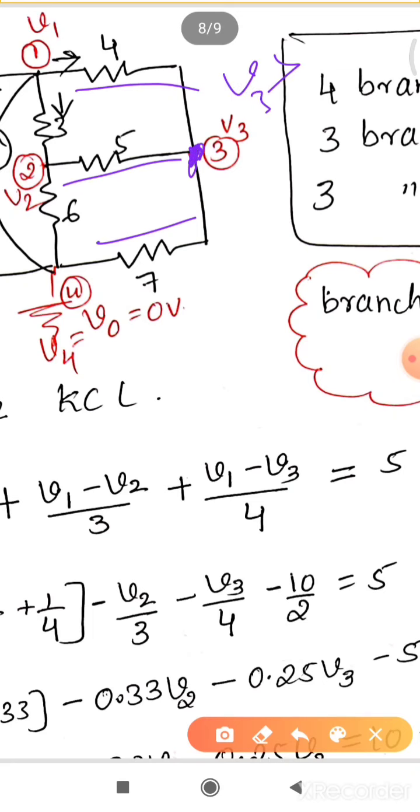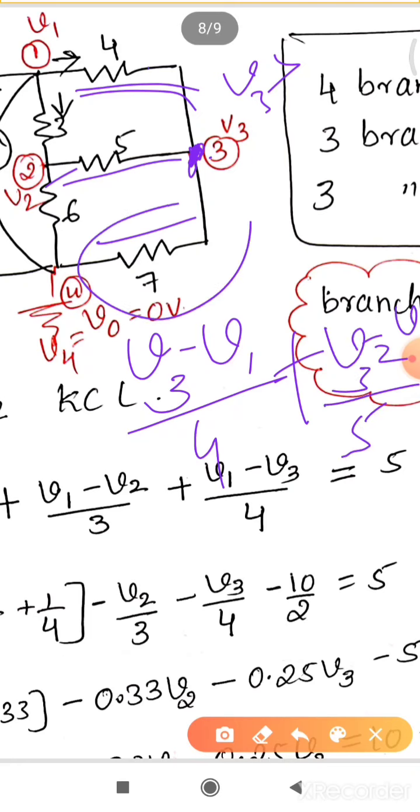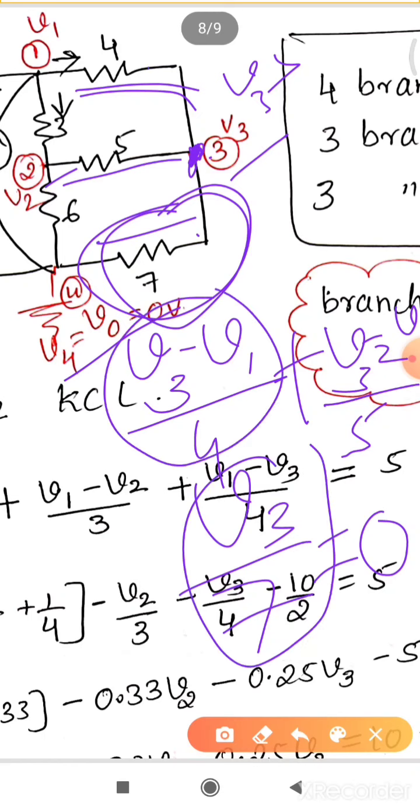Now the first factor, that is 4 ohm, which is connected between V3 and V1. So (V3 minus V1) divided by 4 ohm, first factor, plus (V3 minus V2) divided by 5. Next, last one I will take V3 divided by 7, equal to 0. Actually it is (V3 minus V0) divided by 7. Since V0 is 0, we will be taking it as V3 by 7. There are 3 factors, 1, 2 and 3, which is equal to 0.